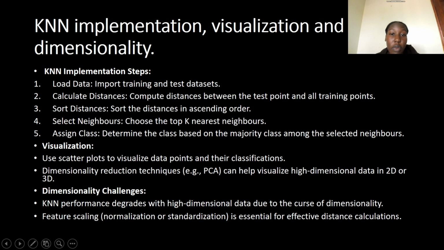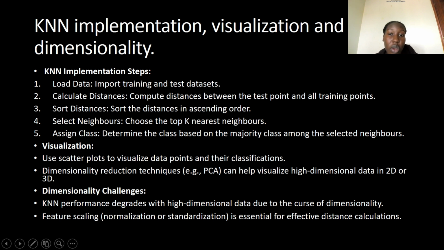However, KNN performance can degrade with high-dimensional data due to the curse of dimensionality, which is a phenomenon that occurs when the feature space becomes sparse, making it difficult for the algorithm to find meaningful patterns. Therefore, to mitigate this, feature scaling, whether through normalization or standardization, is essential for effective distance calculations.